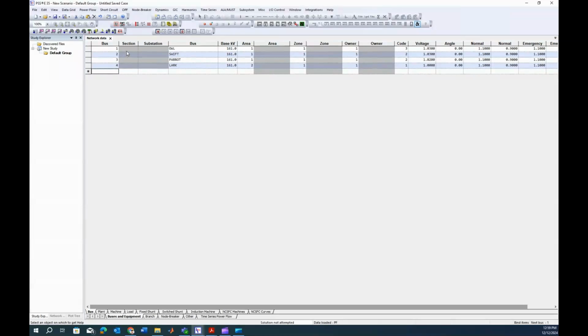Like that, you can go for your bus number 5 and then press down. Then it will be auto filled. And the fifth bus name is J.